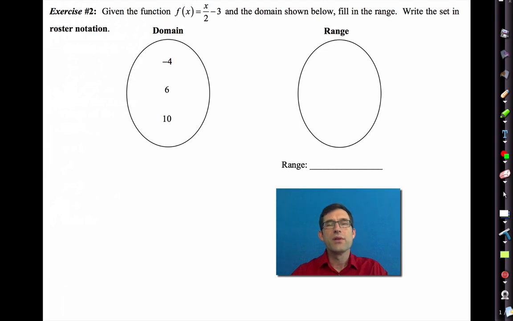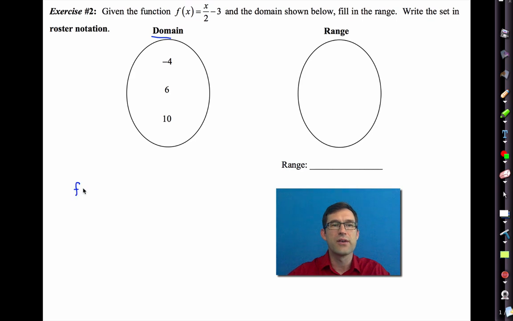One of the things we haven't looked at very much are what are known as mapping diagrams for functions. They're really kind of cool because what functions ultimately do is they take numbers, or just general inputs, from the domain and map them to the range. It says: given the function f of x equals x divided by 2 minus 3, and the domain shown, fill in the range, and write the set in roster notation.